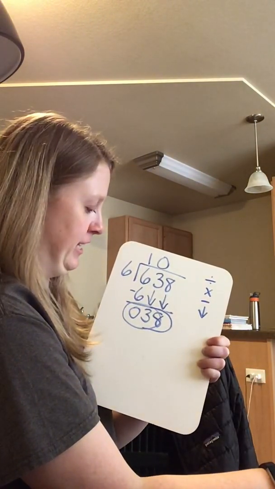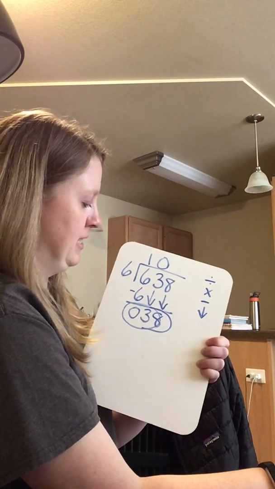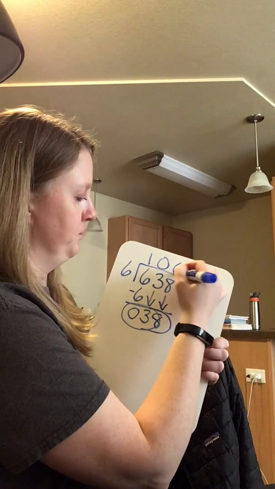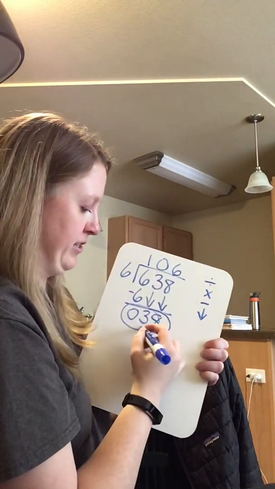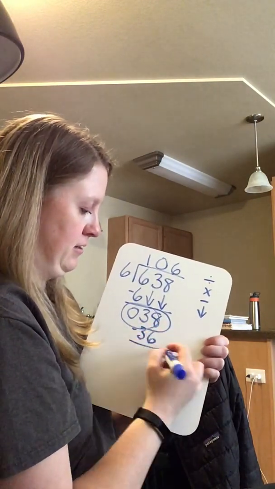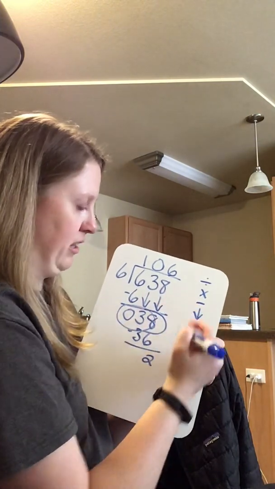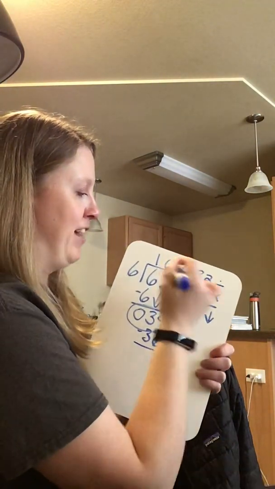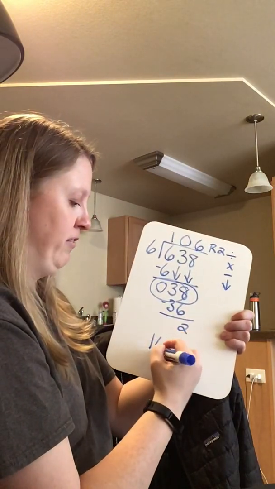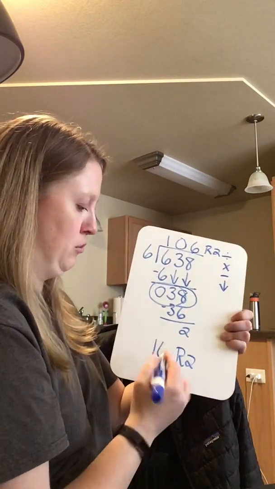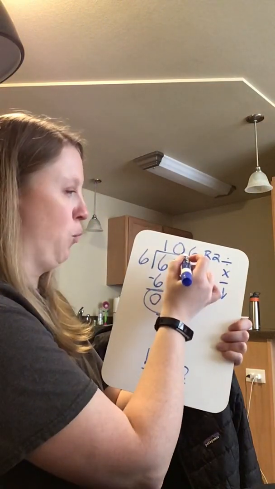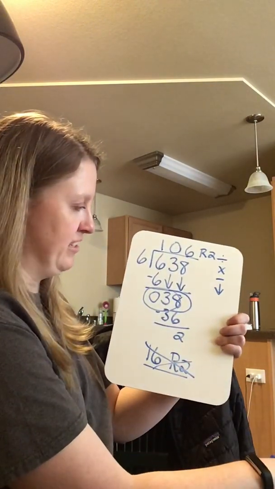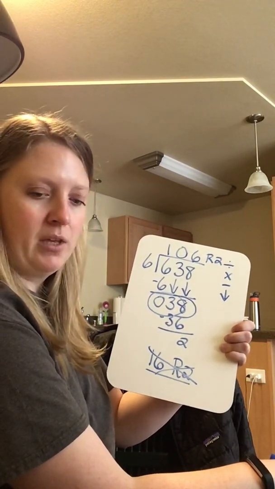Then bring down the next digit, start all over with that number. How many times can 6 go into 38? It can go in 6 times. 6 times 6 makes 36. Subtract, 2, nothing left to bring down, so remainder 2. Now, if I didn't put that 0 in, you would have had 16 remainder 2. That is a very different answer than 106 remainder 2. So that's how important that 0 is, okay?